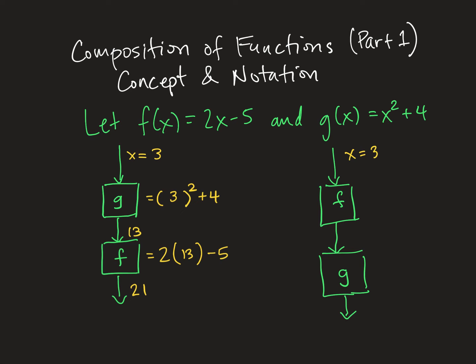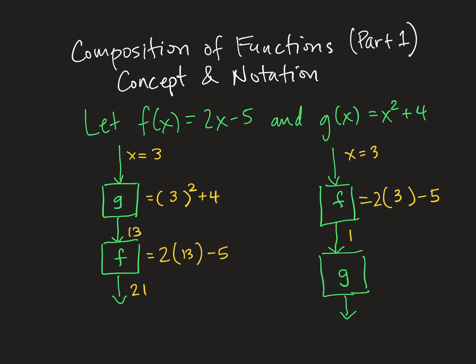So if I start out with x equals 3, I plug it into f. f receives the input and then does some mathemagic with it. What does f do with its input? It multiplies it by 2, and then it subtracts 5. So f receives the input of 3. According to math, 2 times 3 is 6, 6 minus 5 is 1. So f is going to spit out a 1 when it gets an input of 3.